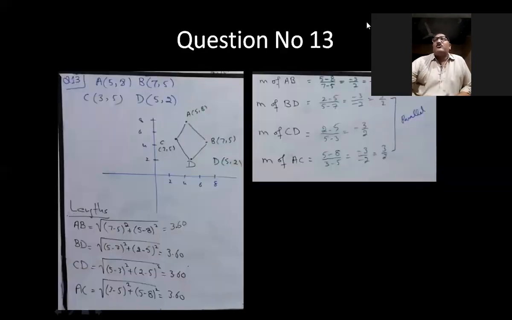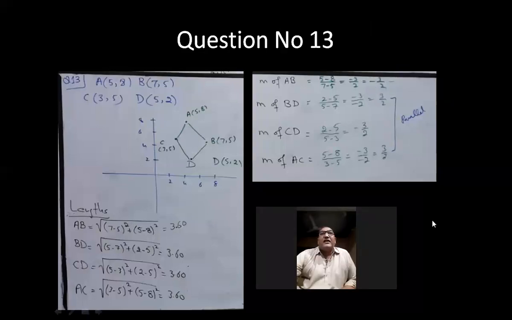So the next question showing up on your screen is question number 13. And I'm going to read that question from the book. It says, determine whether the 4 points, A (5, 8), B (7, 5), C (3, 5), and D (5, 2), are the vertices of a rhombus, showing your working clearly.